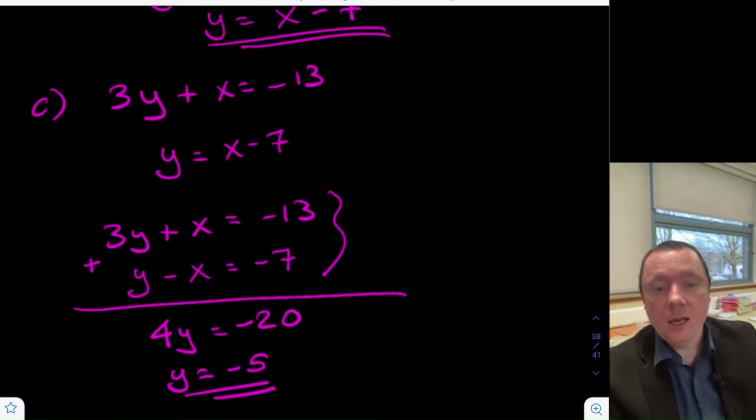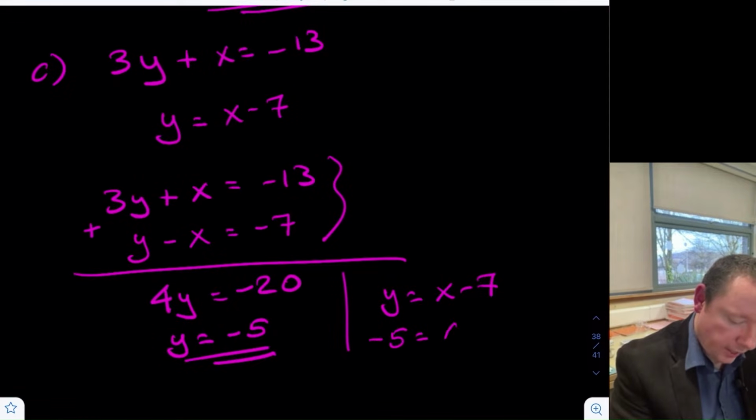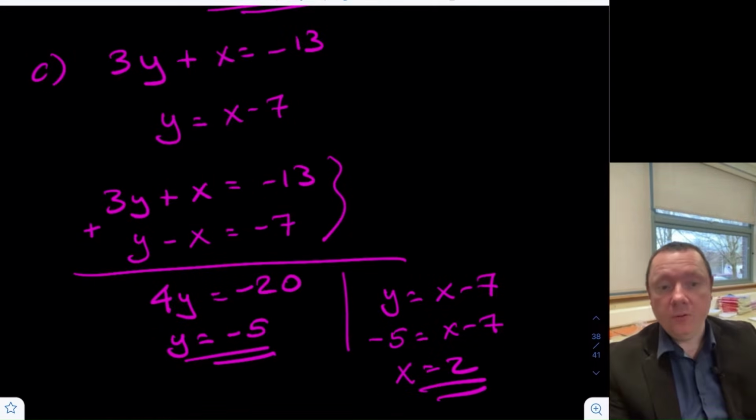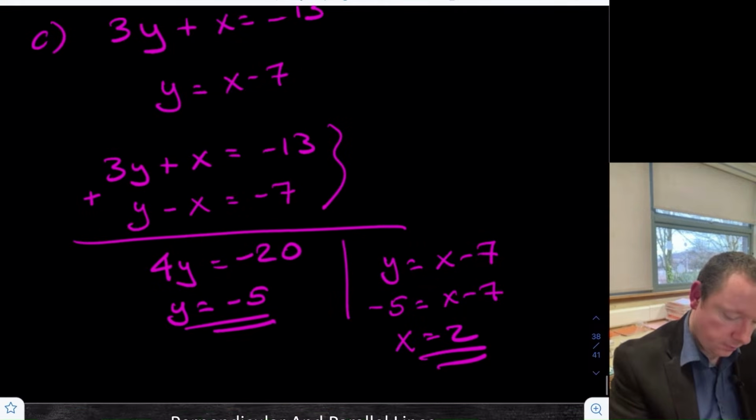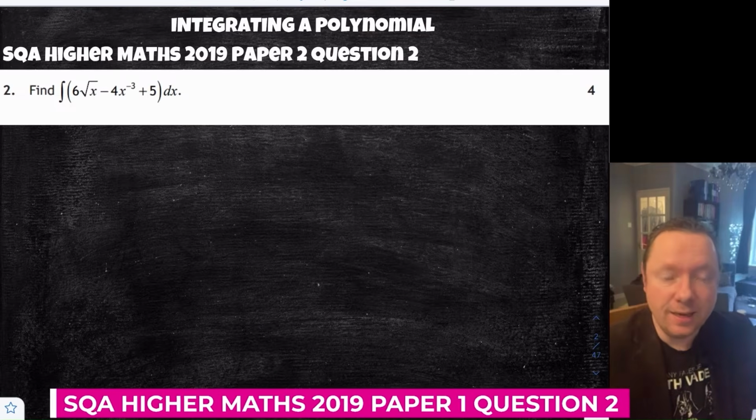And now to get our x, y equals x minus 7, remember. So -5 equals x minus 7. So x equals -5 plus 7, 2. So our point of intersection is (2, -5). And we're done there.